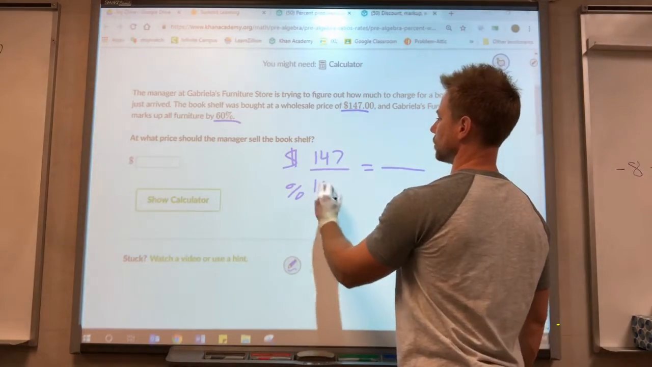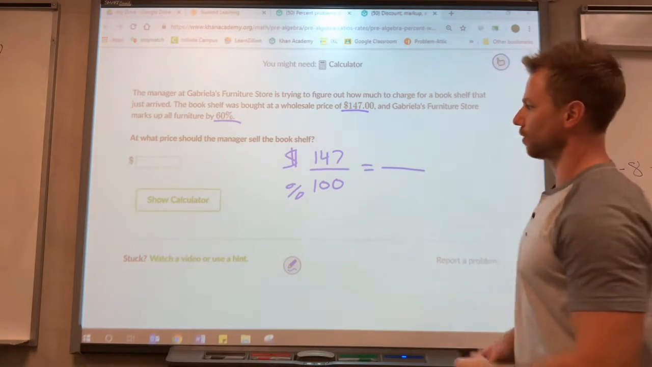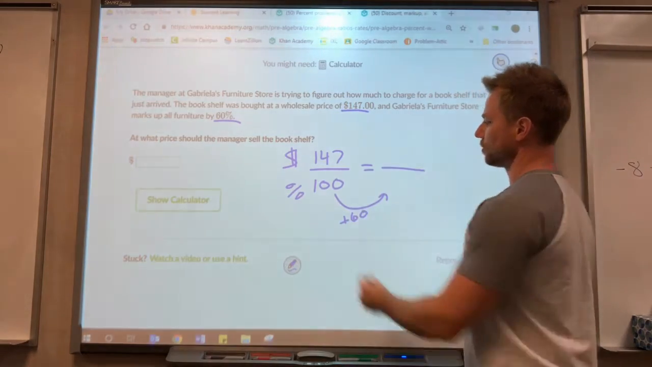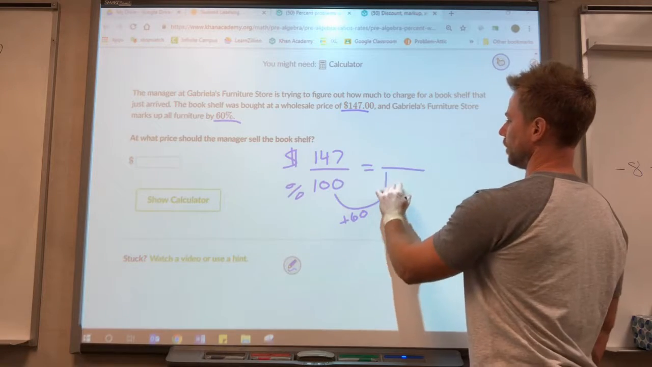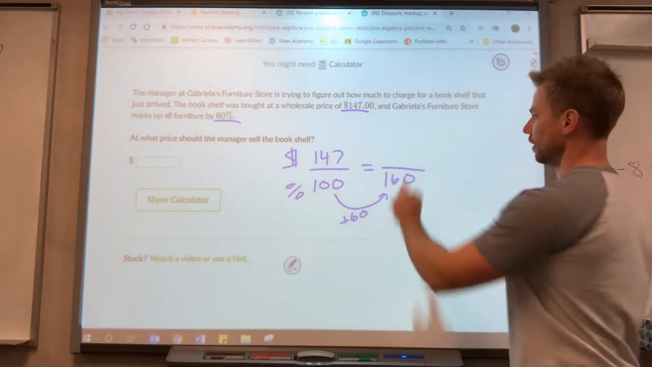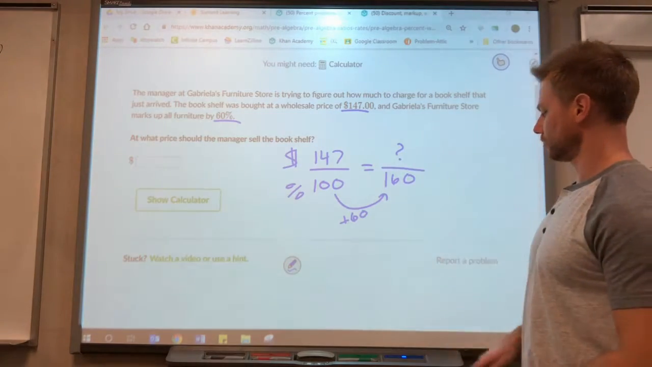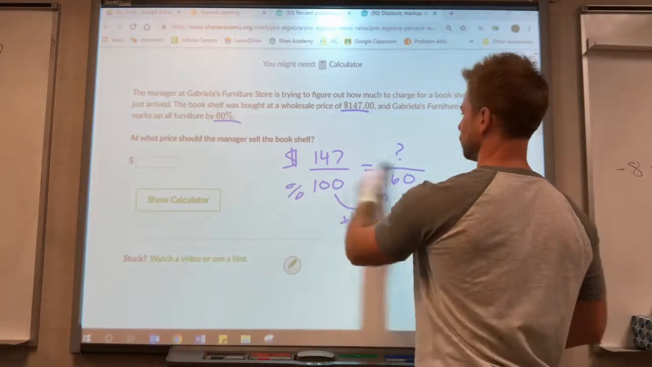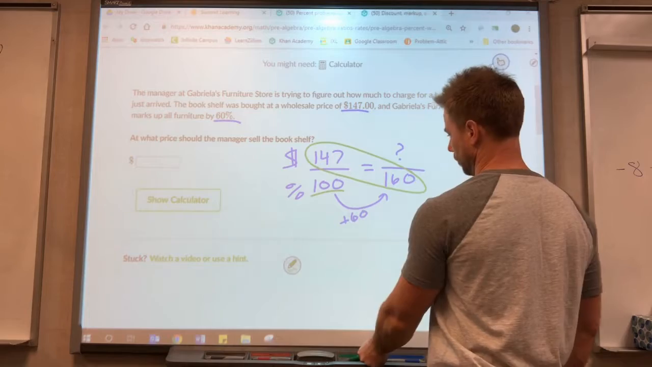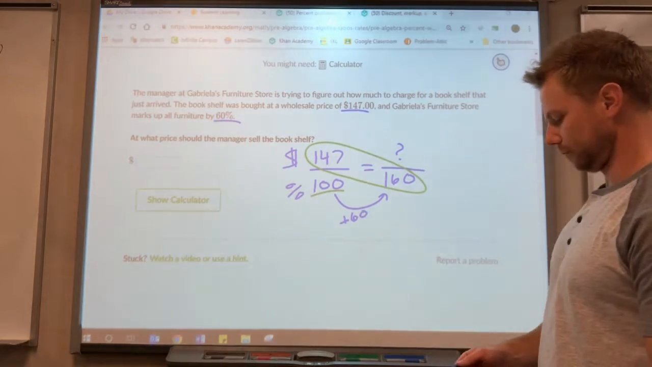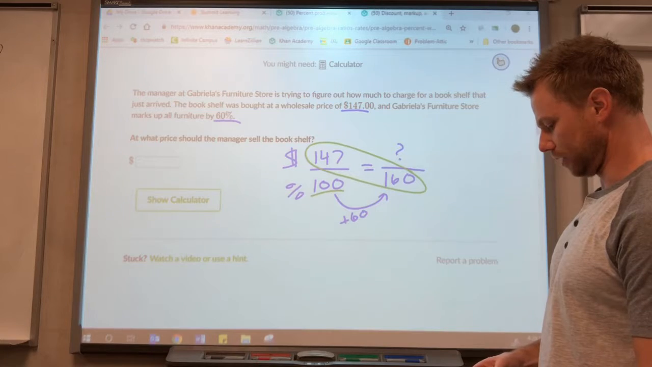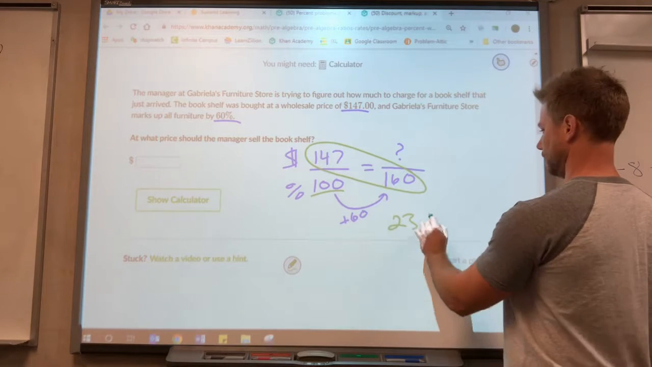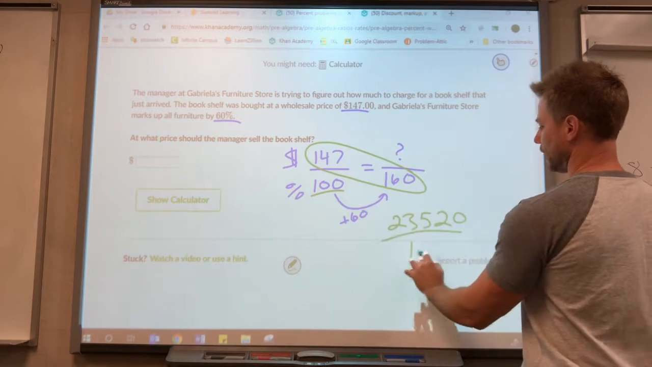That's 100%. That's what we're starting with. So $147 is 100%. Okay, now they're marking it up 60%. So what we're doing is we're adding 60% to the original that we started with, giving us 160%. So we're trying to figure out, okay, how much did it cost at the markup price? 160%. Okay, so we're going to cross multiply, do 147 times 160, and then divide by 100. So 147 times 160 is 23,520.